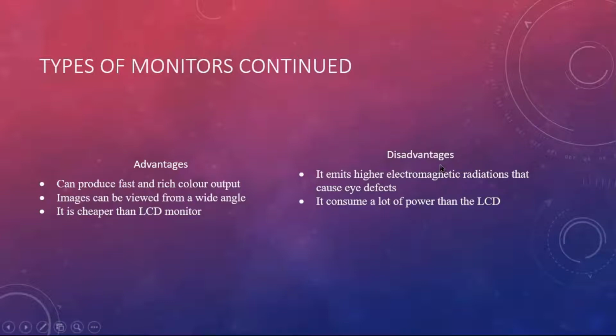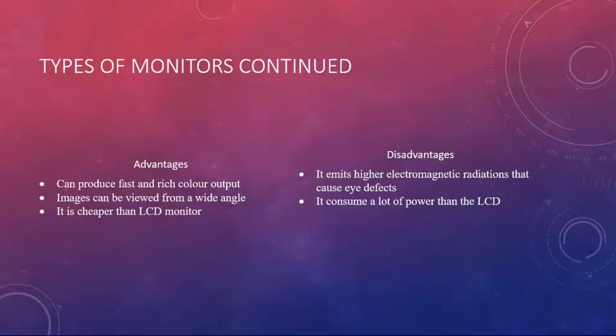Now, the disadvantage of this cathode ray tube, or the CRT, is that it emits higher magnetic radiations that cause eye defects. Also, not only eye defects, but also skin problems, because electromagnetic radiations can penetrate through certain solids. Our skins are very soft, so some of these radiations can affect our skin and even our eyes, causing medical issues, probably even death after a long time.